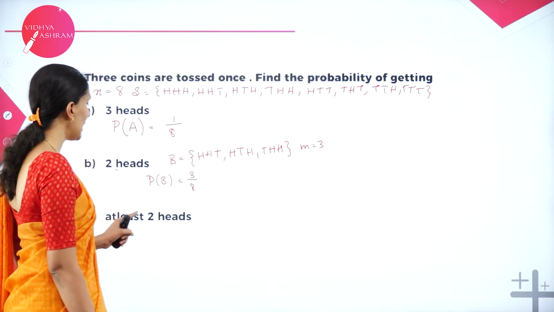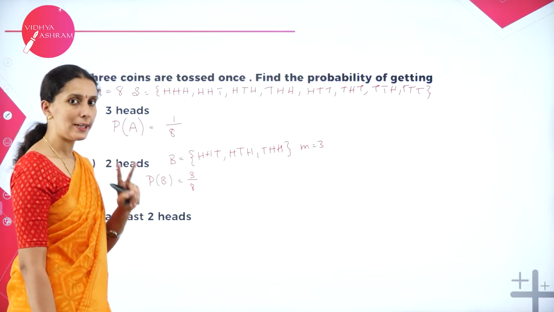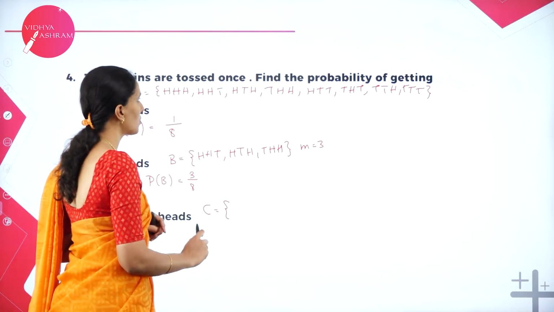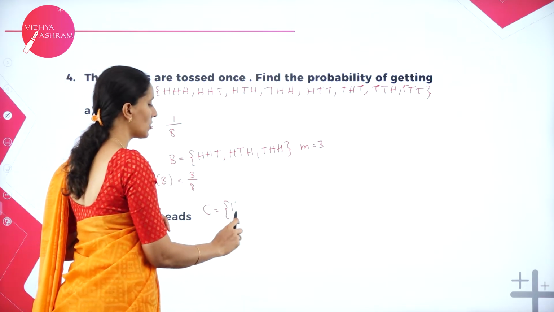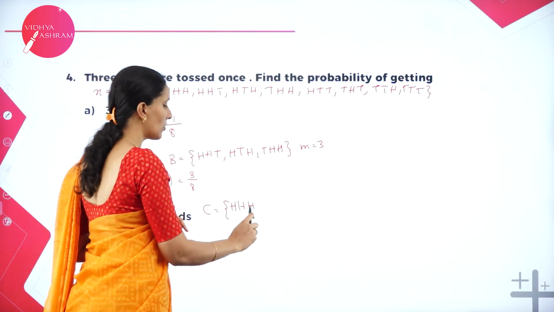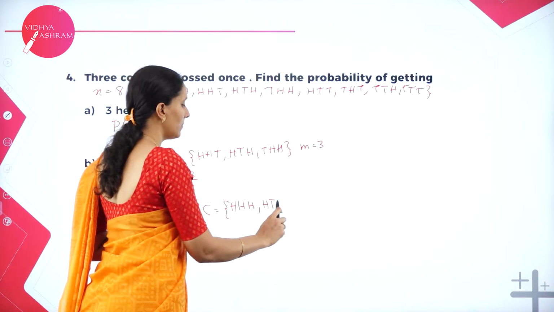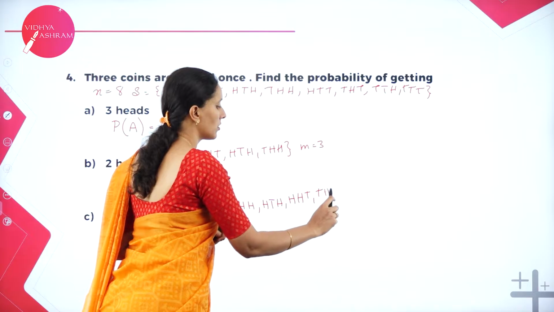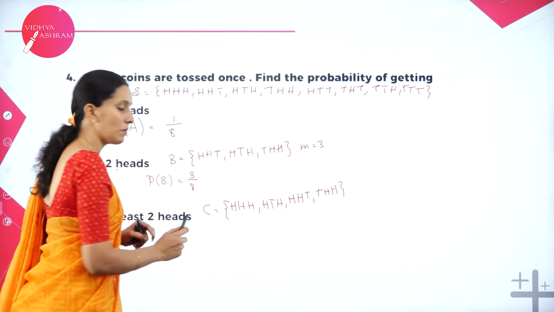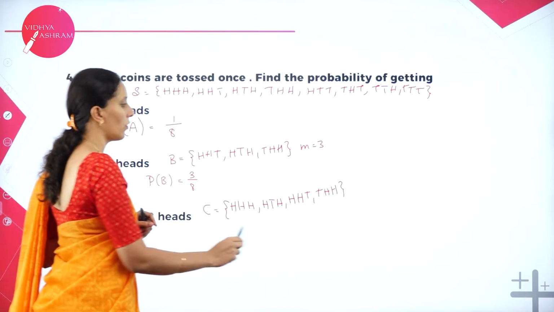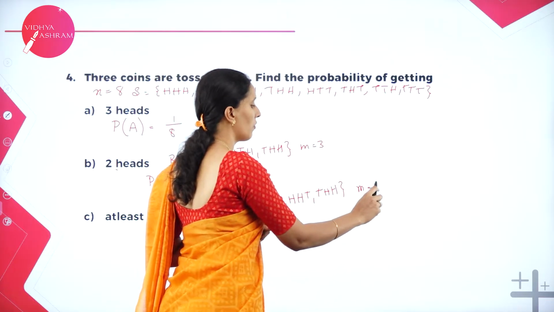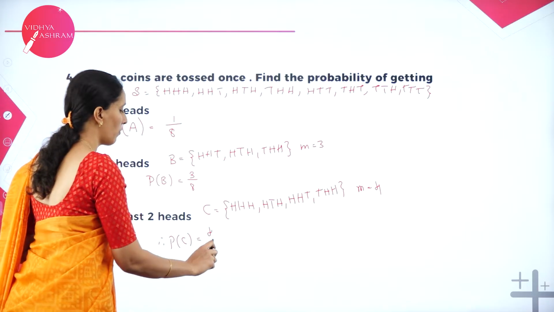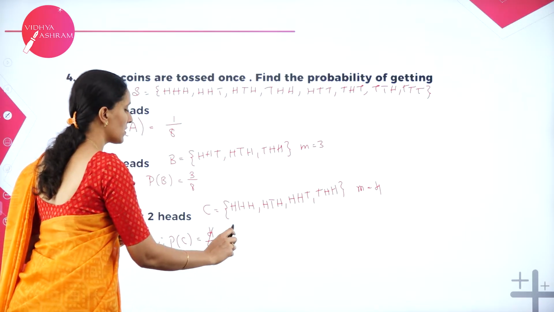Next one, we need at least 2 heads. So the outcomes should contain at least 2 heads. Let me take it as an event C. What are the outcomes of at least 2 heads? We have HHH. We have at least 2 heads here. Then the remaining cases HHT, HTH, THH. So in all these 4 outcomes, we have at least 2 heads. So the value of m here is 4. Therefore, the probability of C can be taken as 4 by 8, or the value is equal to 1 by 2.